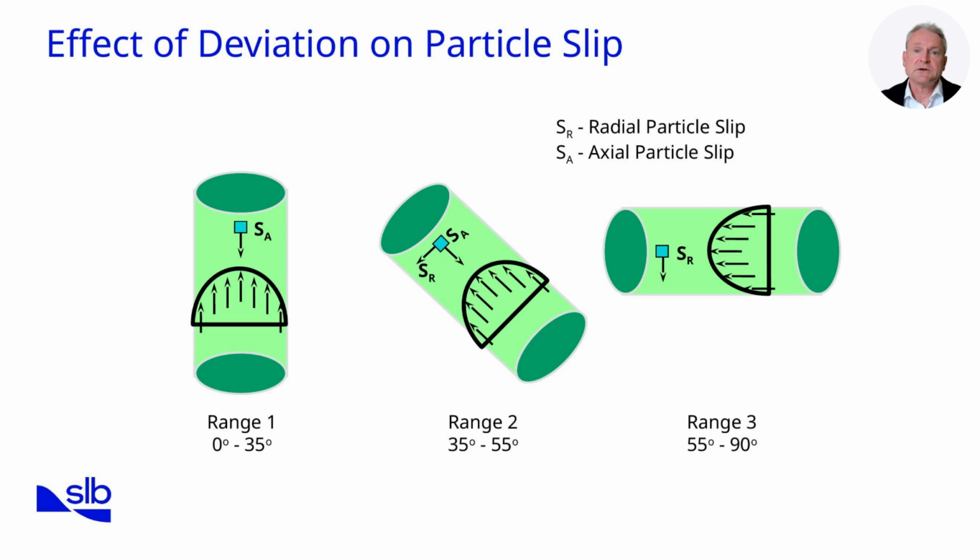The third image shows range 3 from 55 degrees to 90 degrees deviation. In this zone, slip is predominantly radial, meaning cuttings slide sideways toward the low side of the hole, forming continuous beds. In horizontal sections, removal relies heavily on high annular velocity and drill string movement, since gravity no longer supports upward transport. The key learning is that inclination strongly influences slip behavior, with range 2 being the most problematic for hole cleaning.